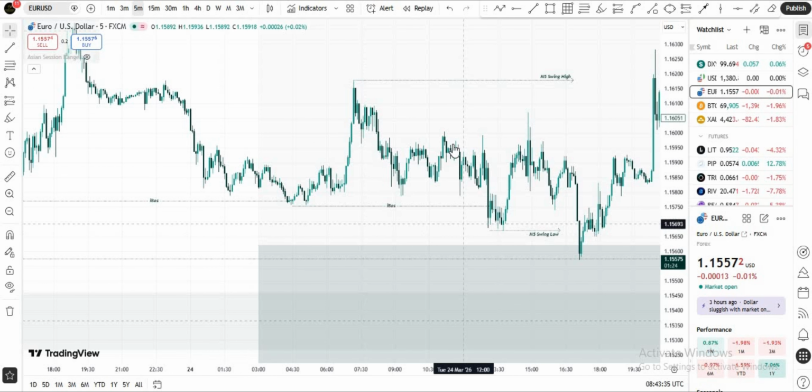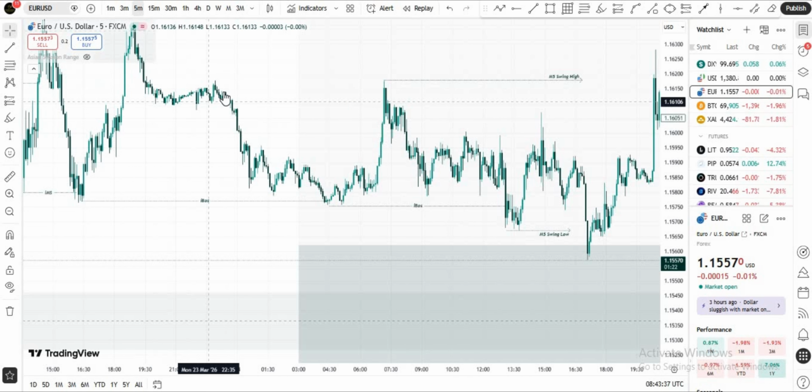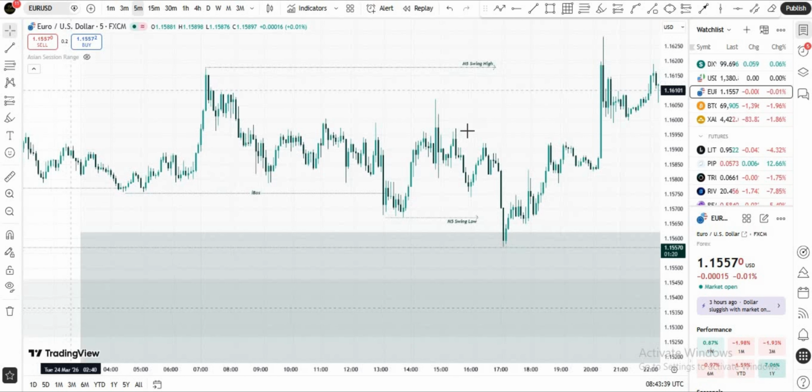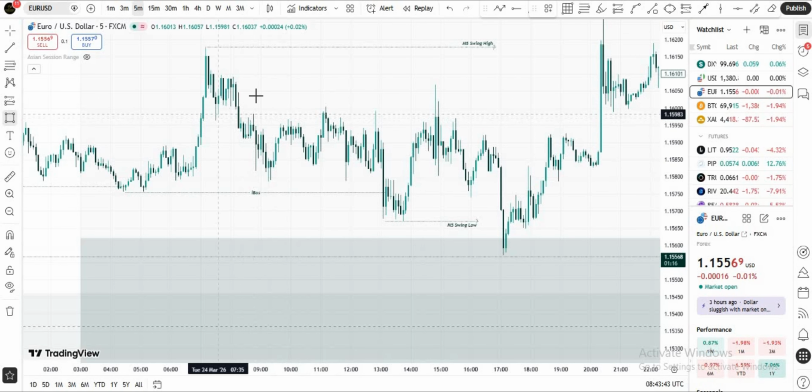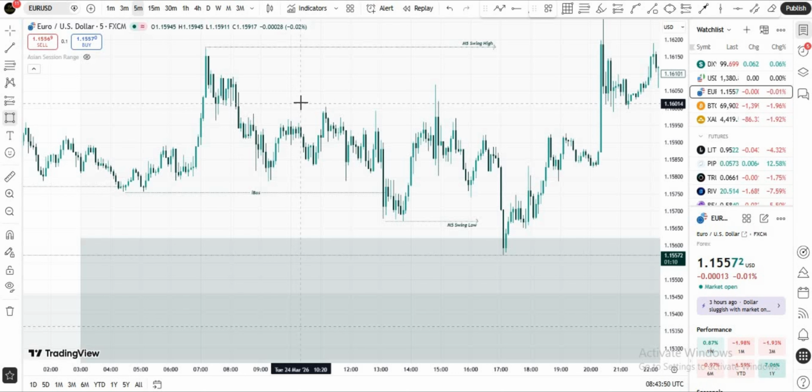So what I did after marking out my 5 minute structure range was to also mark out my supply zone. Right, so this is where I get it wrong. During marking out the supply zone is where I totally get everything wrong.